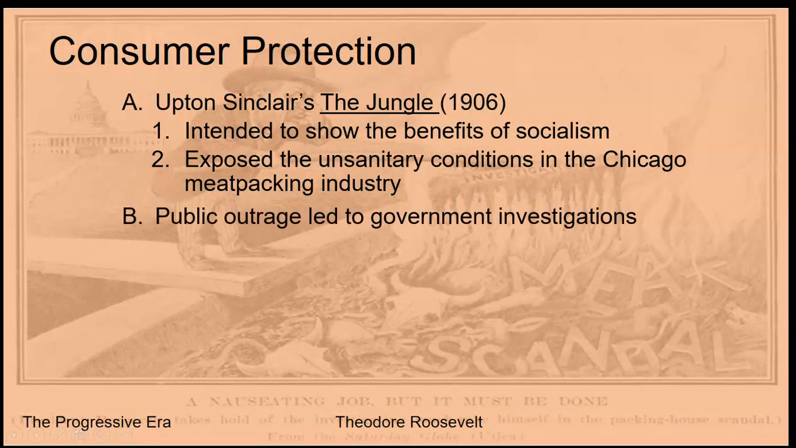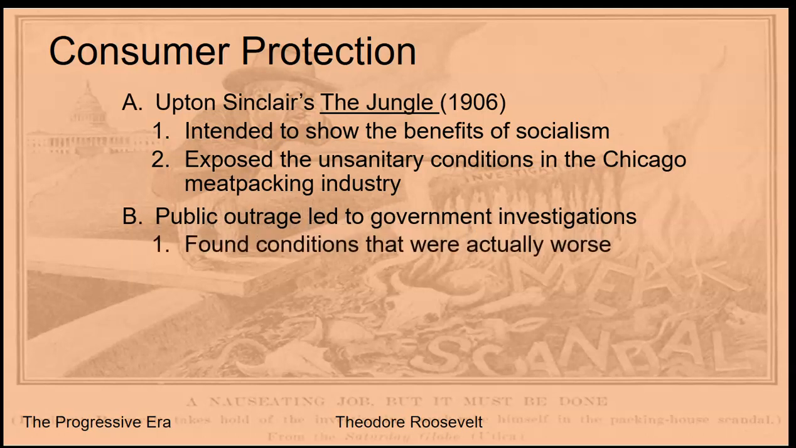And so the public is outraged over this book, and they demand something be done. The government is kind of outraged over this. Roosevelt is kind of outraged over this. So the government starts to investigate. They appoint a committee to go in and check things out. The committee comes back and says the book doesn't even come close to getting it right. It's actually worse.